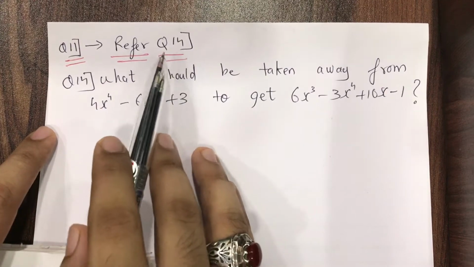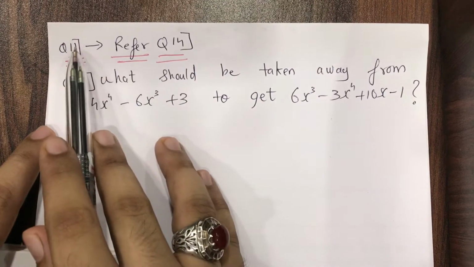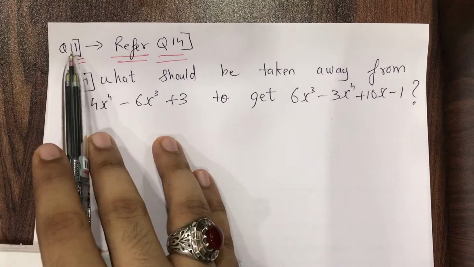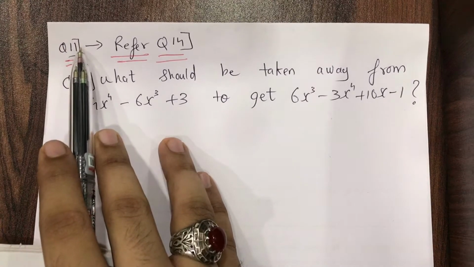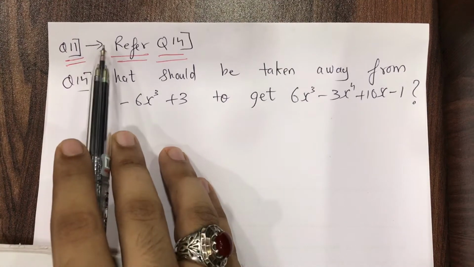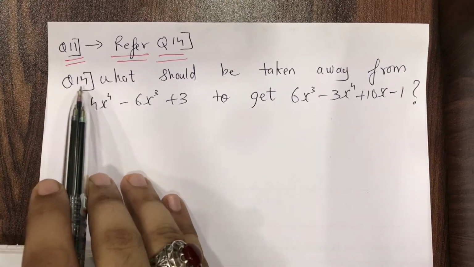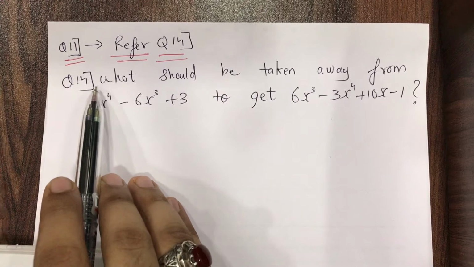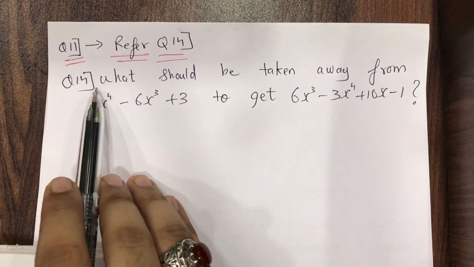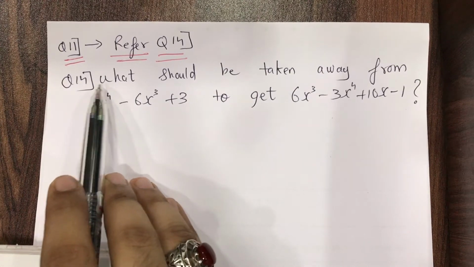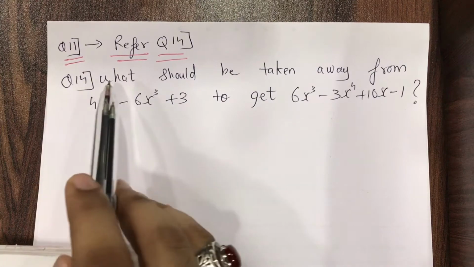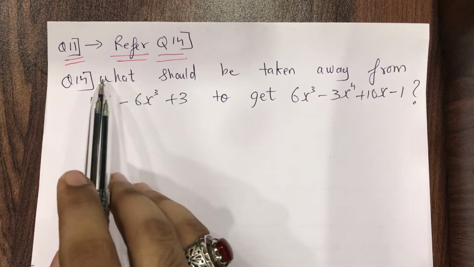Okay, and in question number 11, it is asked what number should be added, but I am doing a question of subtraction. The question number 14 is on the screen now. Okay, it deals with a subtraction and it is a more typical one. That's the reason I'm doing question number 14. Now let's see question number 14 on the screen.